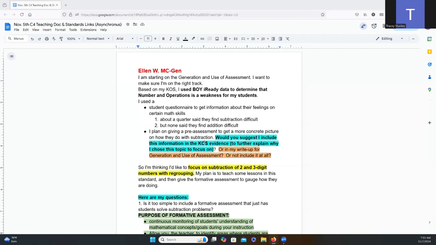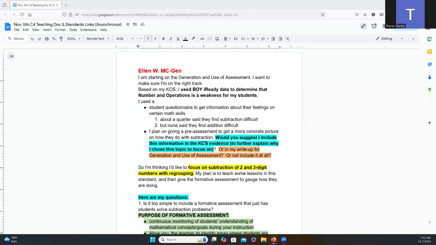The first question here is, would you suggest I include this information in the KOS evidence to further explain why I chose this topic to focus on, or in my write-up for generation and use of assessment, or not include it at all? I love your reflective thought pattern around that. First of all, that pre-assessment for me would 100% go in KOS, like in the group profile. That's where I would put it, for sure.